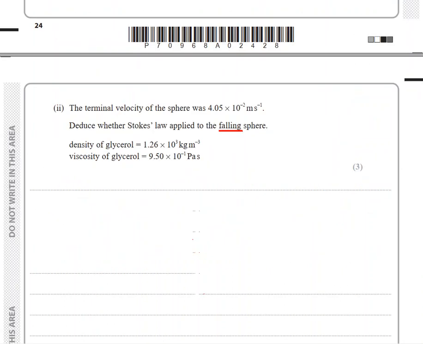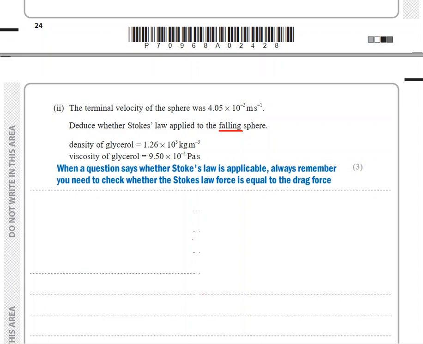Next part of the question says, the terminal velocity of the sphere was 4.05 times 10 to the power minus 2 meter per second. Deduce whether Stokes' law applied to the falling sphere. Density of glycerol is given, viscosity of glycerol is also given. Always remember, when a question says whether Stokes' law was applicable or not, you have to compare it with the drag force. And if the drag force is equal to the Stokes' law force, then and only then you can say Stokes' law is applied or obeyed.